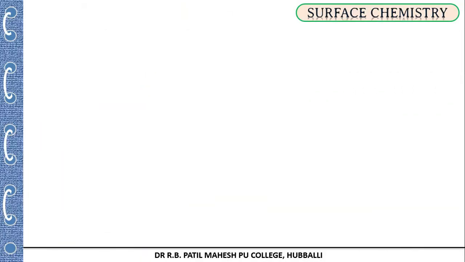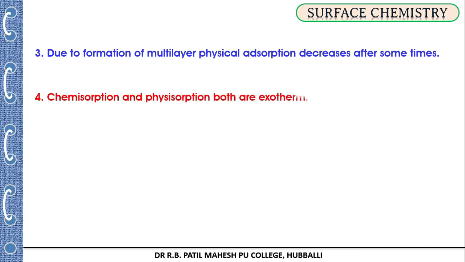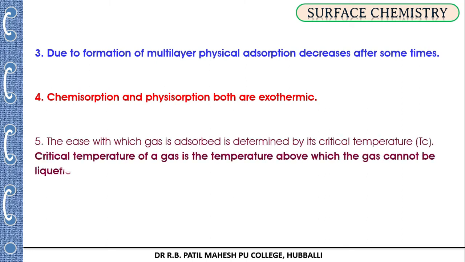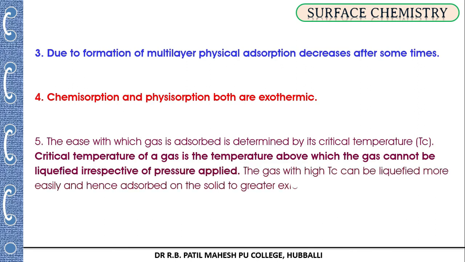Due to formation of a multimolecular layer, physical adsorption decreases after some time. Chemisorption and physical adsorption both are exothermic, as we discussed. The ease with which adsorption takes place depends on the critical temperature that we discussed earlier. Critical temperature of a gas is the temperature above which you cannot convert gas to liquid by varying the pressure. Gases with high critical temperature are more liquefiable in nature and get adsorbed more, so the extent of adsorption is more for gases with high critical temperature.